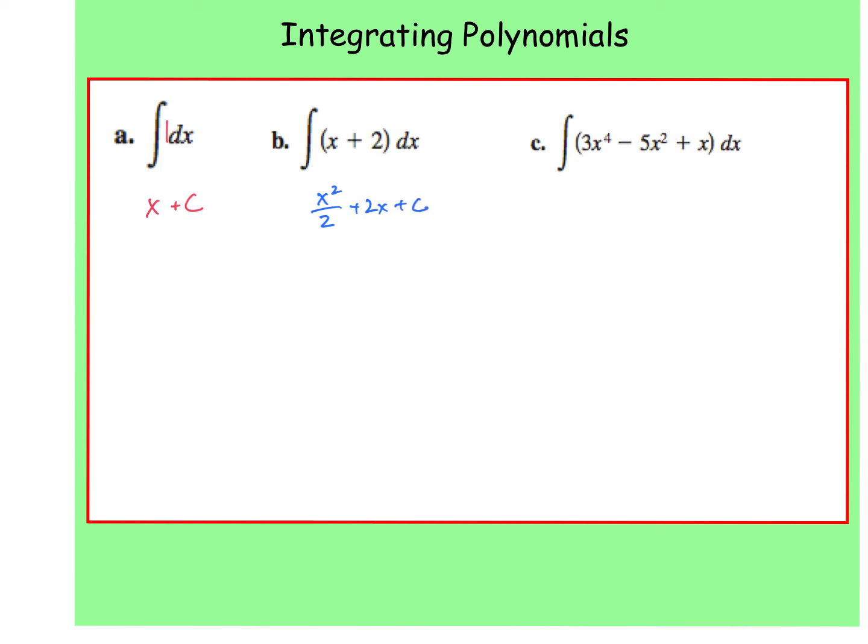All right, let's look at this next one. I got 3x to the 4th minus 5x squared plus x dx. So what is my new power? It's not x to the 4th anymore, but it's going to be x to the 5th. What would be out front? A 3/5, because I'm dividing by 5.